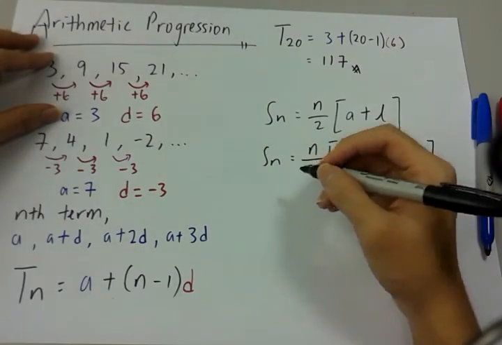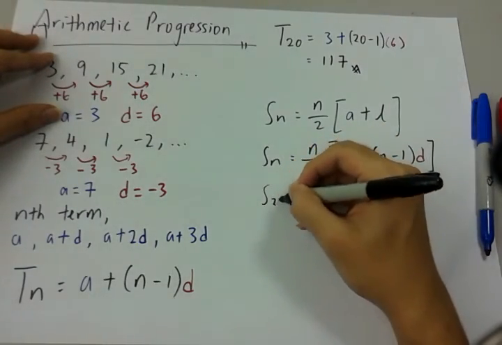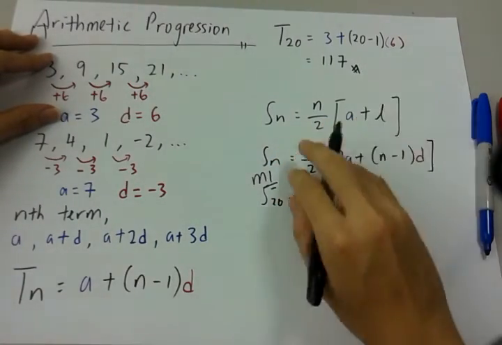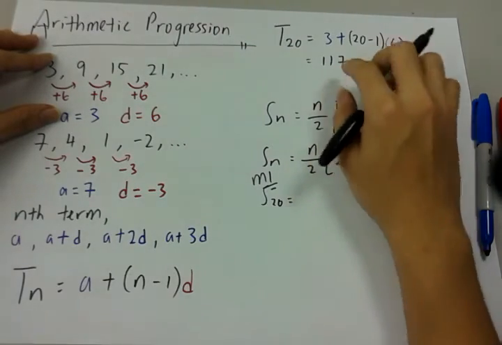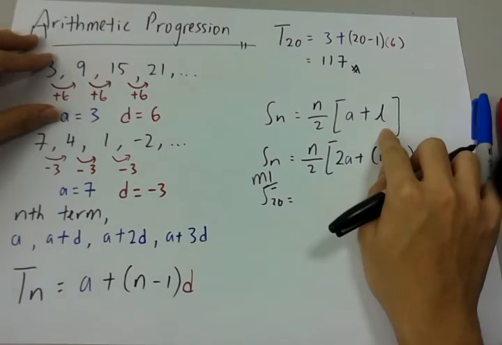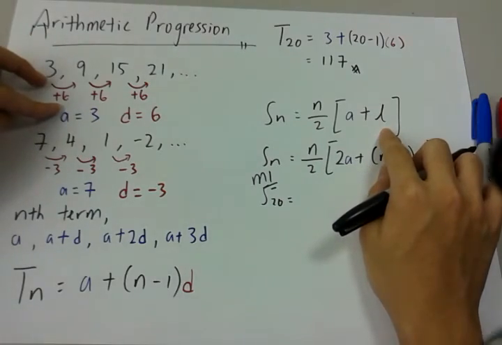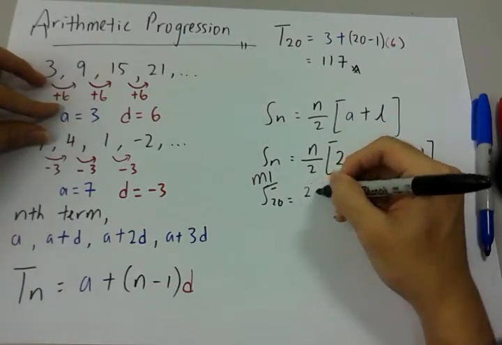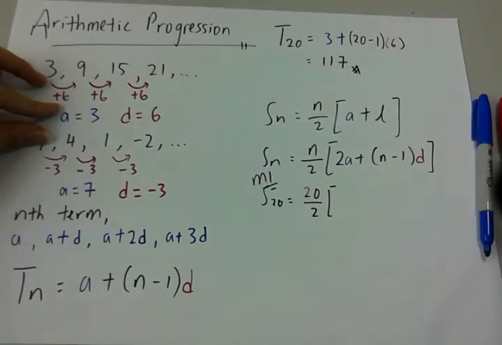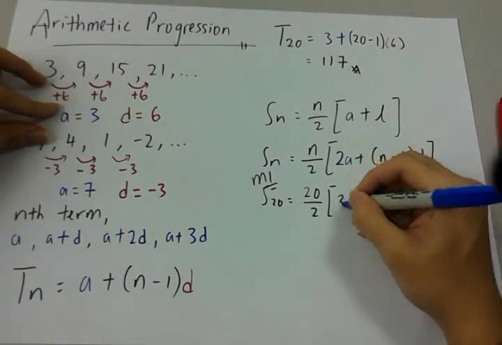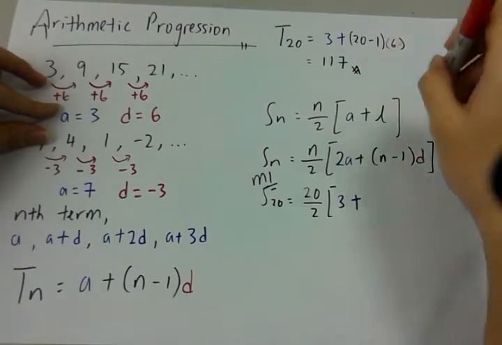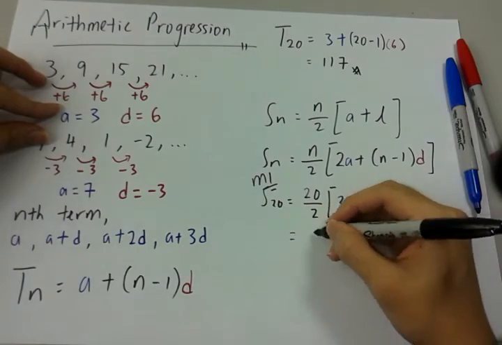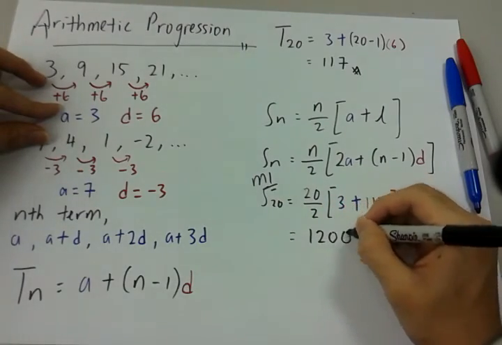If we want to find the sum of 20 numbers, how do we do that? This is method 1. I'll use the first formula because we have the last term and we have the first term, so it's easier that way. Let me show you the first formula first. We take 20 over 2, bracket a, which is 3, the first term, plus l, which is 117. What do we get? We get 1,200.